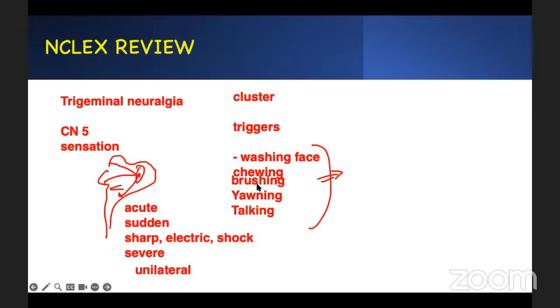Remember, we never talk about movement of the face. It's all about sensation. You're touching something and causing sensation, and it's mostly sensory, sensory, sensory. So when you're looking at the select or apply, don't let them trap you. It's all sensation. Sensation always causes pain, so pain is the major issue.